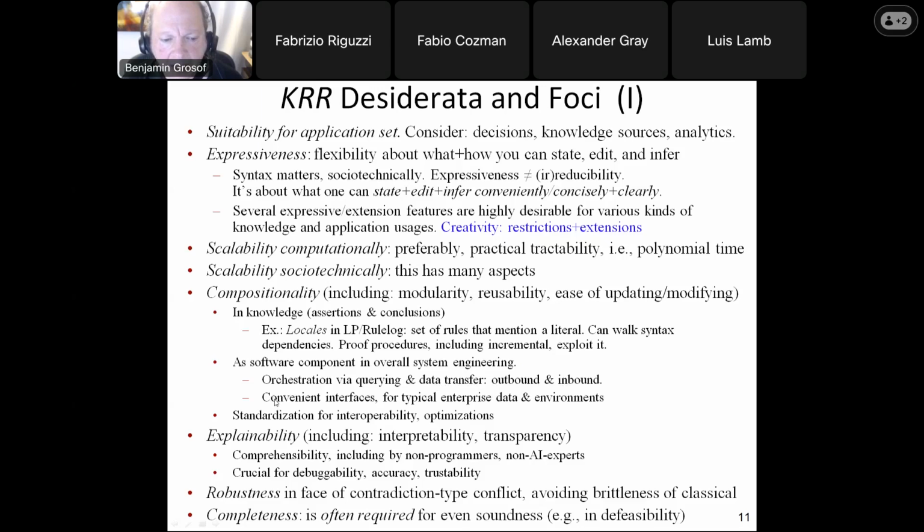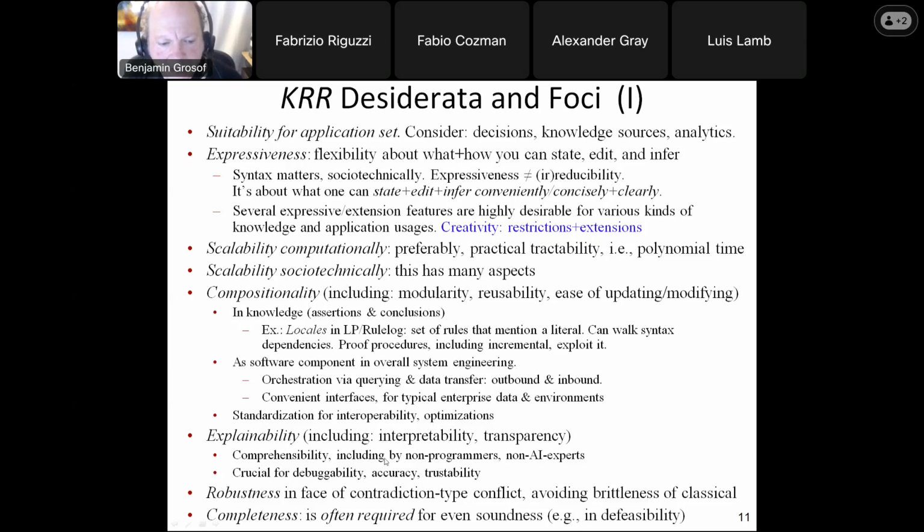And to have convenient interfaces for typical enterprise data environments is quite important. You want them available and you want them to fit in well with the overall semantics of your knowledge representation and reasoning. And leverage standards for that, including for interoperability and certain kinds of optimizations. Explainability is another key thing to being able to achieve trust in systems and get to the point where they can be deployed and essentially to socio-technical scalability as well, including interpretability and transparency, etc.